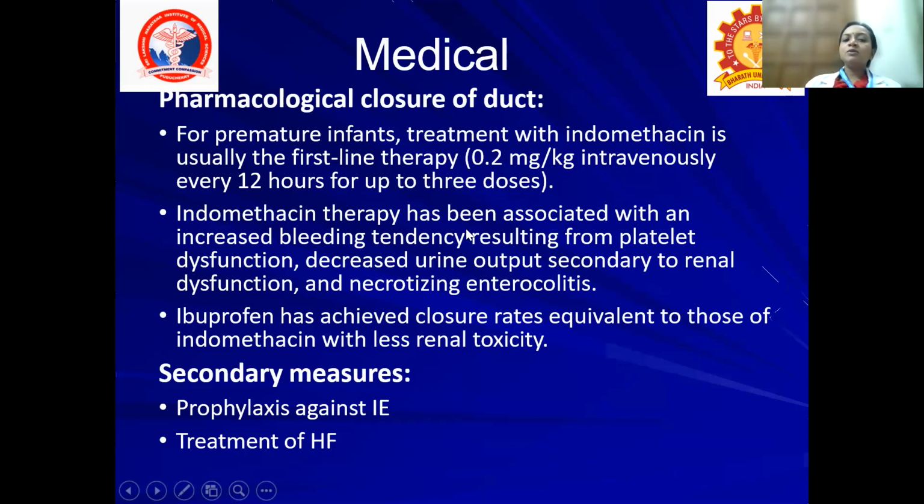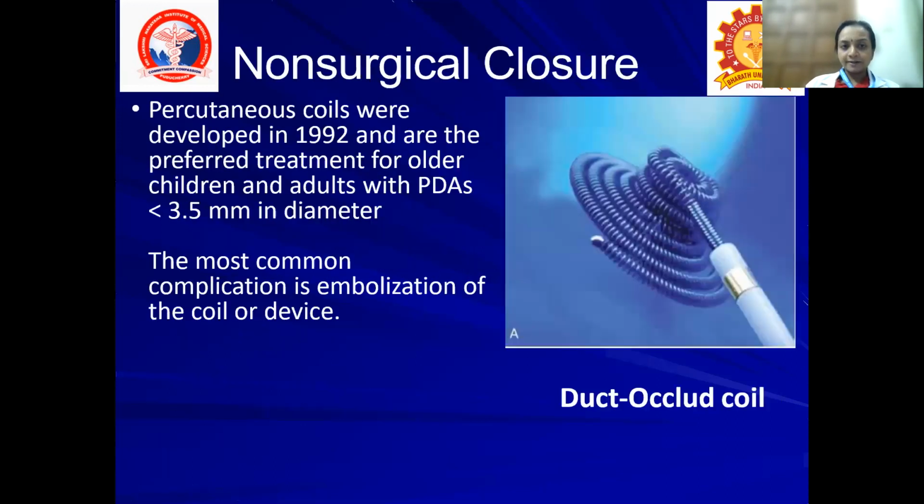Indomethacin therapy has been associated with an increased bleeding tendency resulting from platelet dysfunction, decreased urinary output secondary to renal dysfunction, and necrotizing enterocolitis. As a result, ibuprofen, which has achieved closure rates equivalent to those of indomethacin with less renal toxicity, is preferred. Secondary measures would be to treat the congestive cardiac failure and give prophylaxis against infective endocarditis.